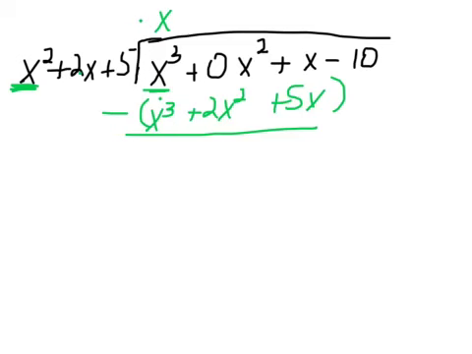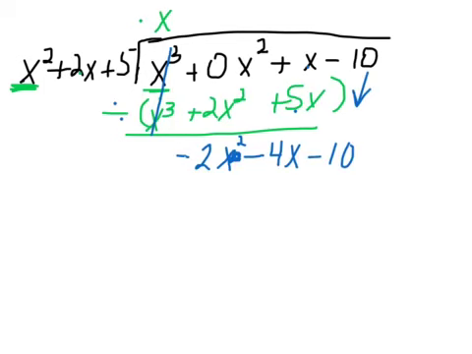X cubed minus x cubed, that cancels out, or it adds to 0. 0x squared minus 2x squared would be negative 2x squared. And x minus 5x would be negative 4x. That's a square there. It looks kind of funny, doesn't it? Okay, and then I'm going to drop down my negative 10 here. All right, so now we say, how many times does this x squared go into this negative 2x squared? It goes in negative 2 times, because negative 2 times x squared is negative 2x squared. Negative 2 times 2x is negative 4x.